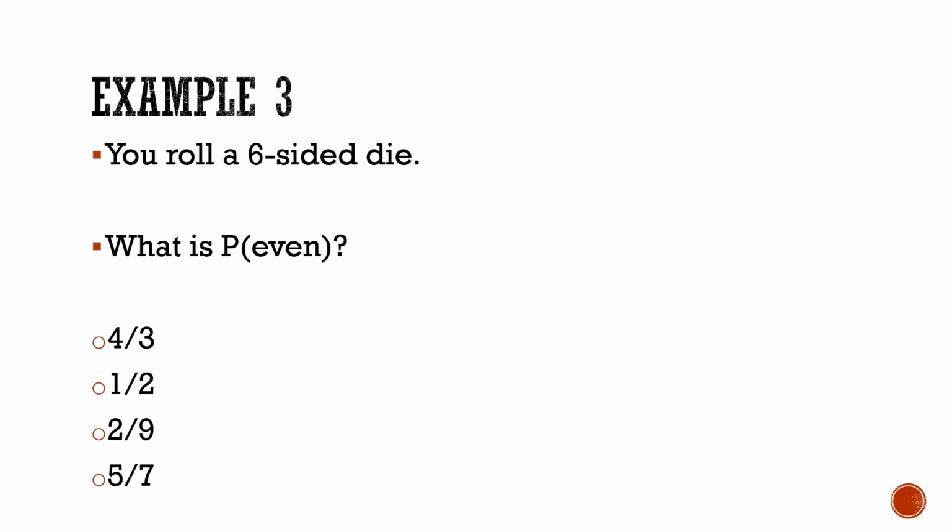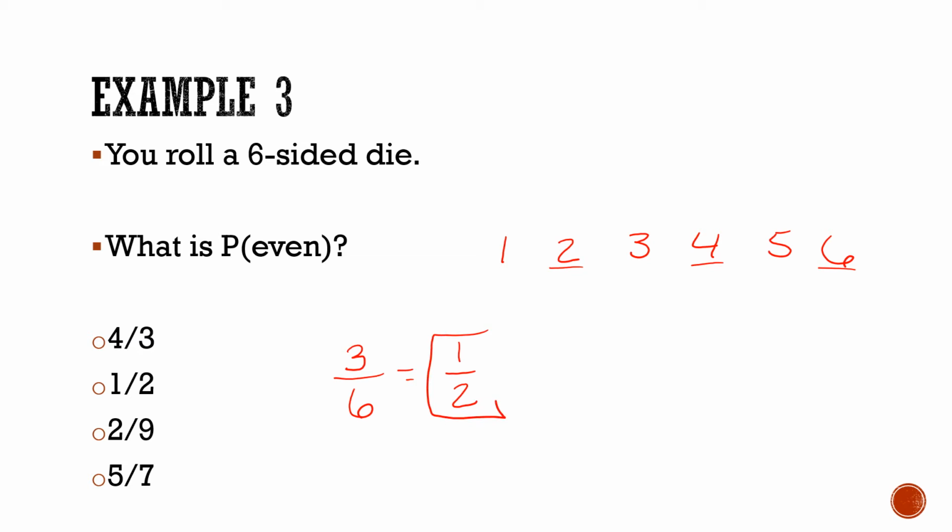Okay, on number 3, it says you roll a 6-sided die. What is the probability of it landing on an even number? So think about a die. We've got 1, 2, 3, 4, 5, and 6. So we have 6 possible outcomes. The probability of it landing on an even number: 2 is even, 4 is even, and 6 is even. So there's a 3 out of 6 chance, which would simplify to 1/2.